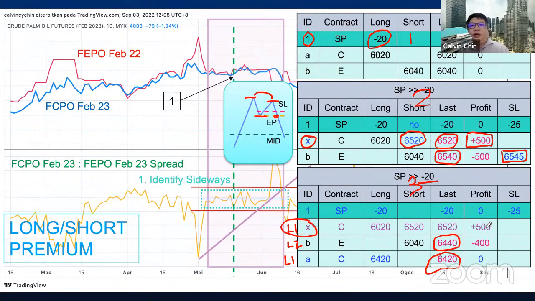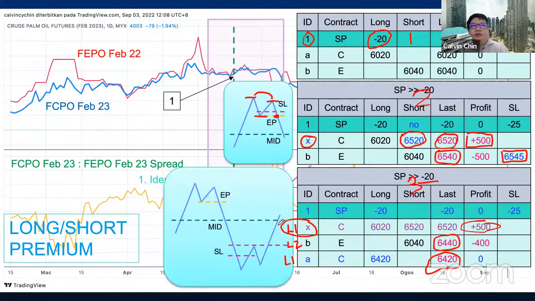Now because we see another reversal point, resistance as support, higher support, breakout, then we see a reversal point here. Then we recreate the leg one. So right now it's 6420. So we buy one contract of FCPO, leg one. Then we reconstruct this spread.